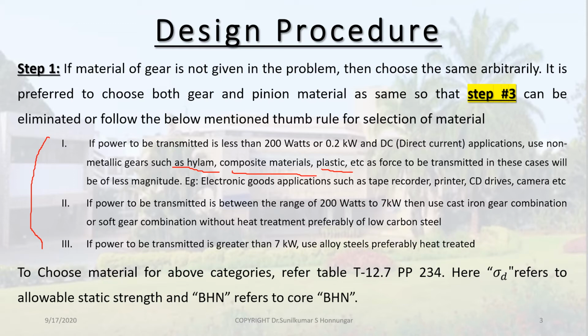Why do you have to select this? Because the force to be transmitted in these cases will be of less magnitude. That means whatever the power to be transmitted is very less. 200 watts is just nothing. For example, in your electronic goods, if you take a tape recorder, and I think most of you may not have come across that, it is a magnetic tape which will be slowly rotating. Now it is all a CD drive basically.